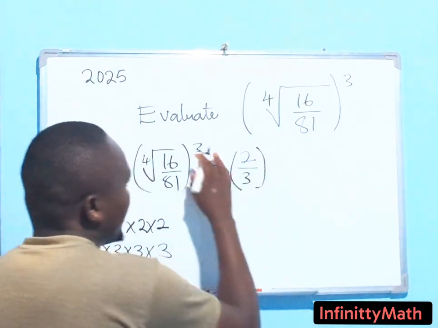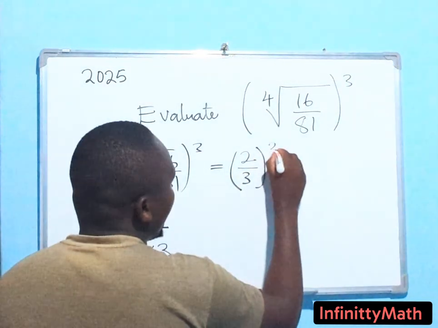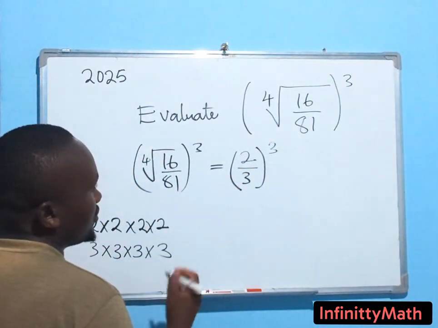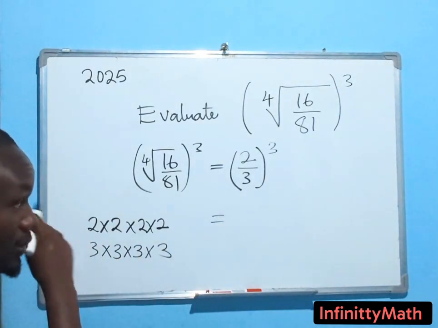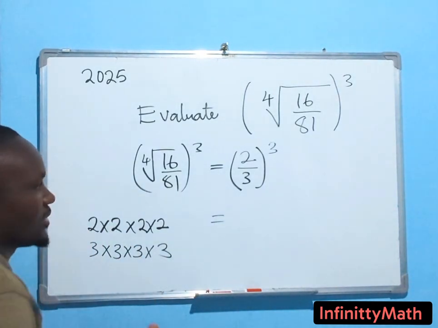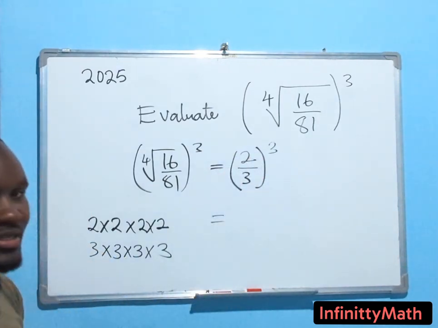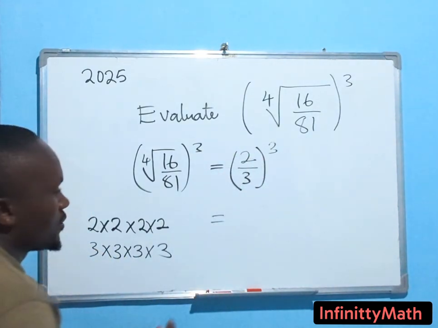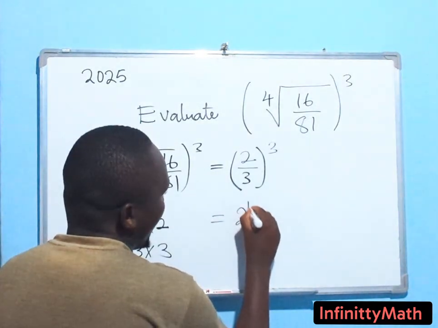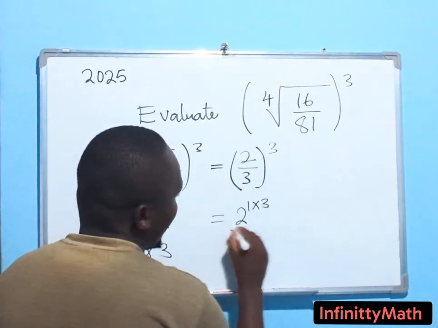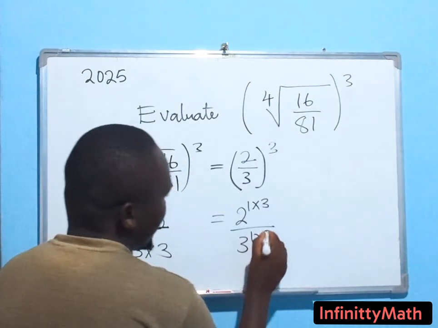Now remember, there is the power of 3 there. So we can raise our fraction to the power of 3. Once you do that, the next step is to open the brackets. What that means is that the 2 inside is actually 2 to the power 1. So we can write it as 2 to the power 1 over 3 to the power 1, all raised to the power 3.